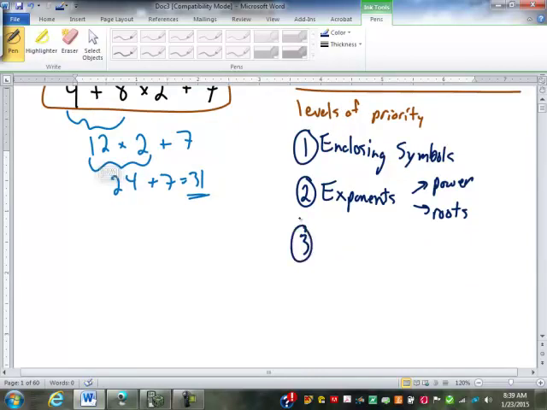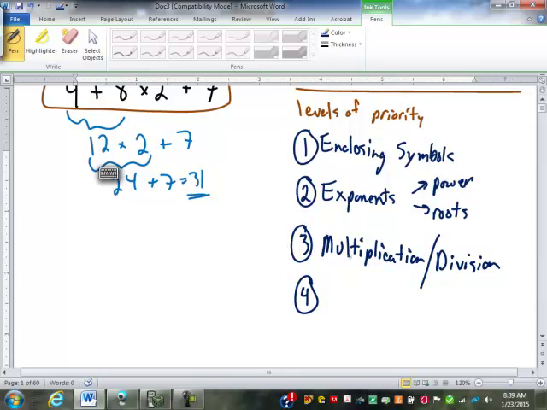Third level of priority is multiplication. Now remember, we said that multiplication and division are really the same operation, just one's forward and one's reverse. So this also includes division here. Our fourth level of priority, our final level of priority, would be addition. And of course, with addition is included subtraction.